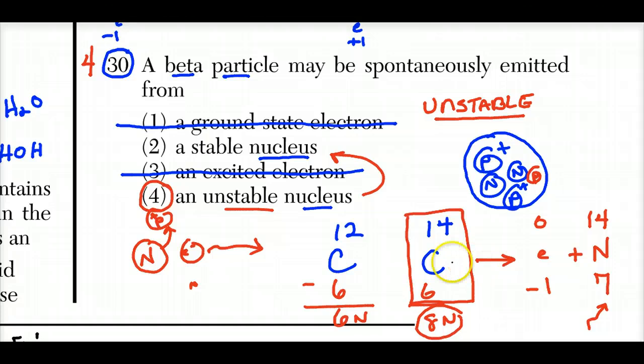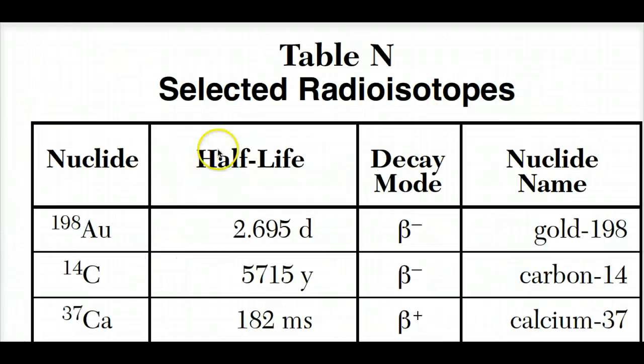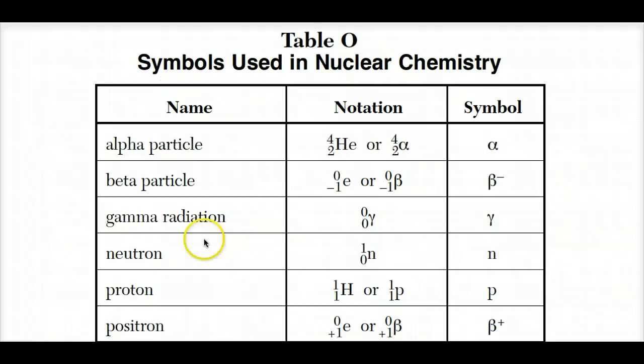And again, you could look carbon 14 up in table N, and you'll see that it gives off a beta particle. Table N will list the decay mode. And just for your viewing pleasure, here is table N, and there's the carbon 14 nuclide, the actual isotope. And look at the decay mode, beta negative, which is a beta particle. If you don't know that, table O. Any case, the beta particle, there it is, 0 mass, negative 1, it's a high-speed electron. There's the symbol, there's the notation.